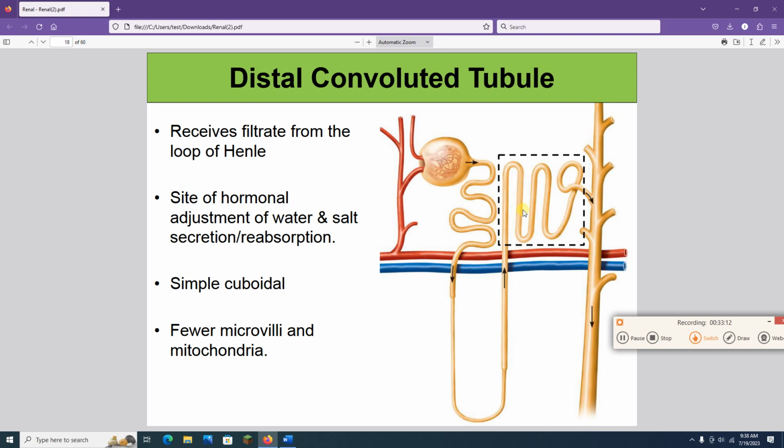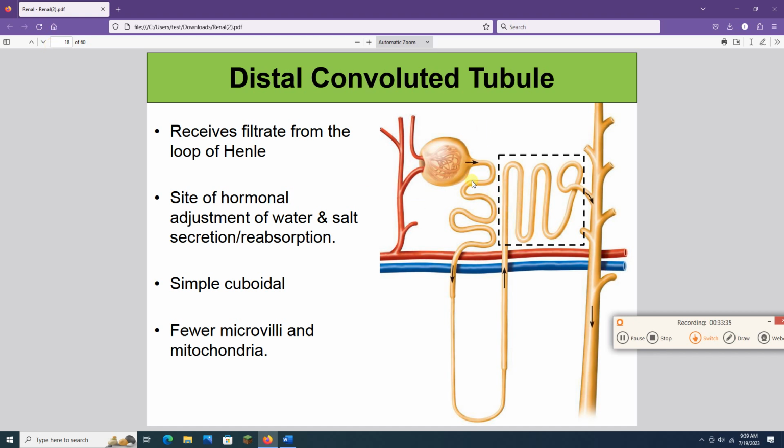It's where we're like, okay, what do we have enough of? What do we not have enough of? What do we need to keep? What do we need to get rid of? And there are hormones that are going to tell the distal convoluted tubule, hey, reabsorb more calcium, or hey, secrete more potassium. So it's where we make our homeostatic adjustments.